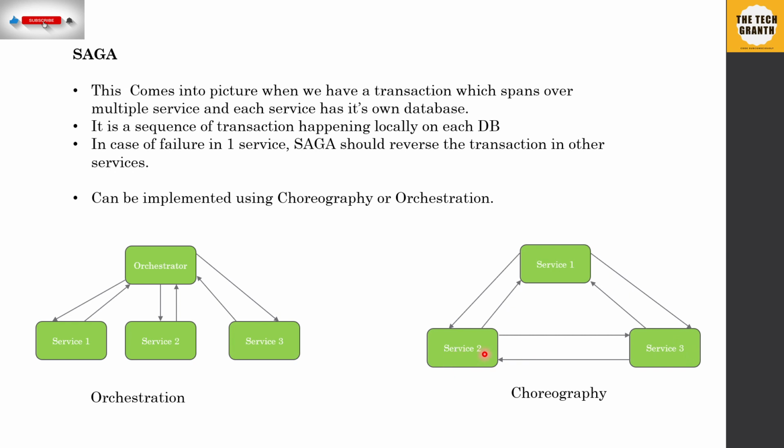And suppose service 2 has updated the record and in service 3 the transaction has failed. In that case it will go back to service 1 saying that my transaction has failed, and then service 1 has to handle that, and it has to send a reversal of the transaction to service 2 also. So that is how the choreography will work, and these two are classical examples. Both are used immensely anywhere you are using microservices.